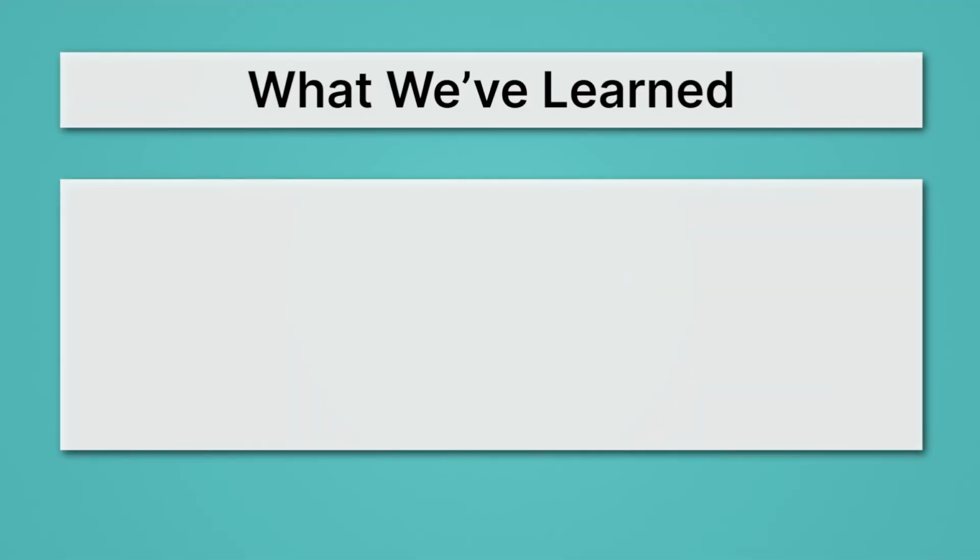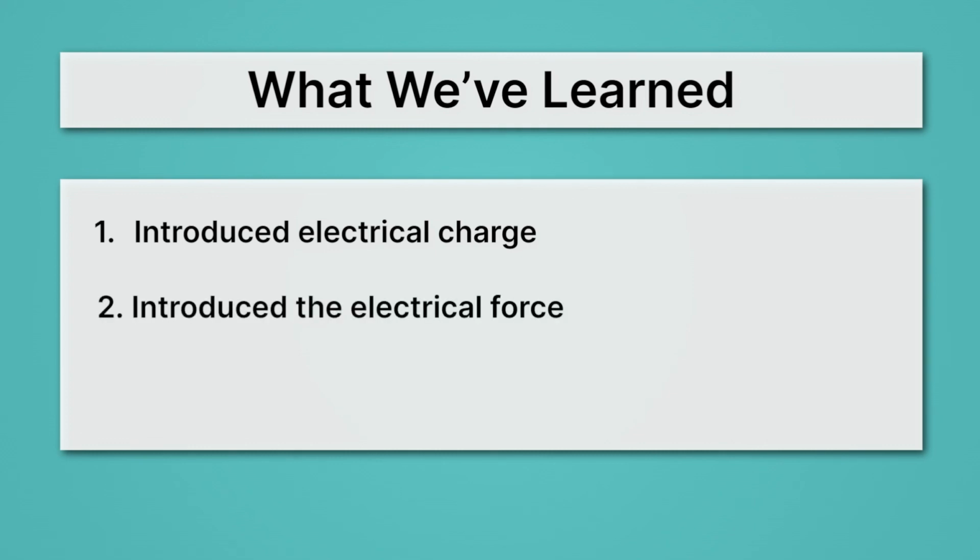Let's review what we've learned. First, we introduced electrical charge. We saw that charges come as negatives or positives, and they're at the heart of what makes up atoms. Then we introduced the electrical force, where we saw that negative charges repel each other, positive charges repel each other, but a negative and a positive give you an attractive force. Then we calculated the electrical force.